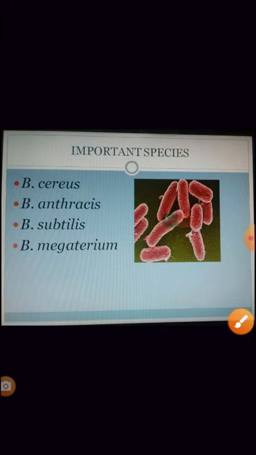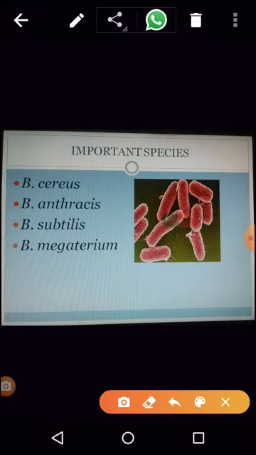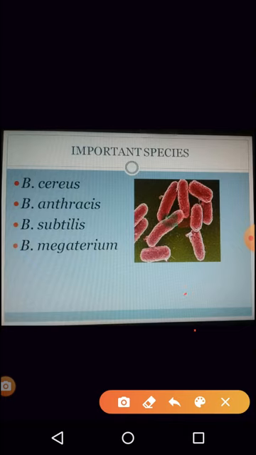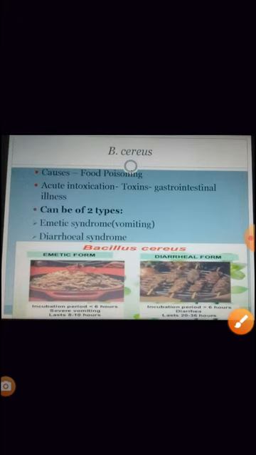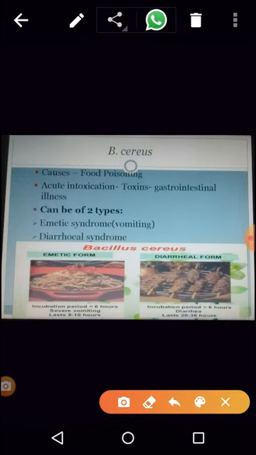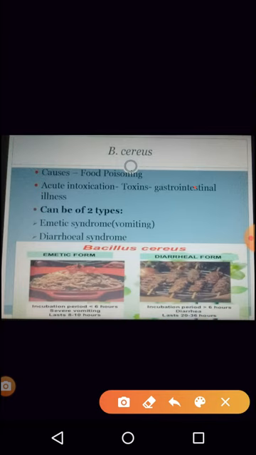The important species: there are several species under this Bacillus, but the most important ones are Bacillus cereus, Bacillus anthracis, Bacillus subtilis, and Bacillus megaterium. Coming to Bacillus cereus. Now, why Bacillus cereus? Because this is the organism which causes food poisoning. The others are not much involved in food poisoning, but Bacillus cereus is the one which is involved in food poisoning.